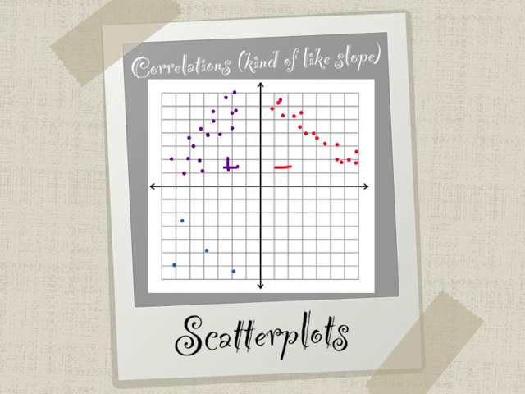If your dots have no pattern whatsoever, that is no correlation. And then the last thing you'll look at is whether the correlation is weak or strong. If it's weak, the dots will be widespread. If it's strong, the dots will be very, very close together.